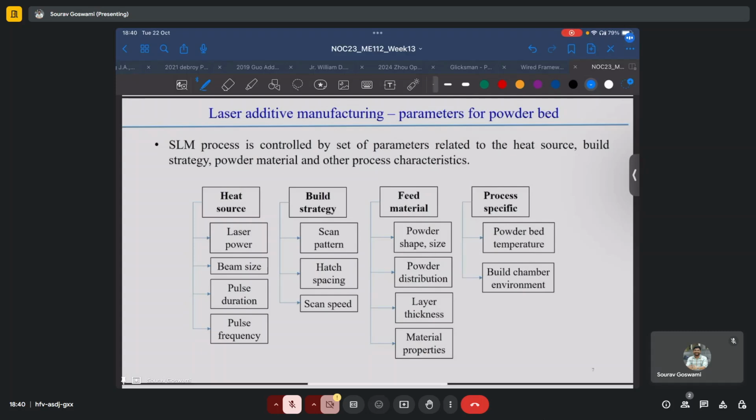Then there are certain process specific parameters which must also be tuned. So for the specific case of powder bed additive manufacturing, it can be the powder bed temperature, whether we are incorporating any preheat or whether it is at ambient temperature while starting the process. As we discussed, preheating is typically used to avoid the generation of tensile residual stresses.